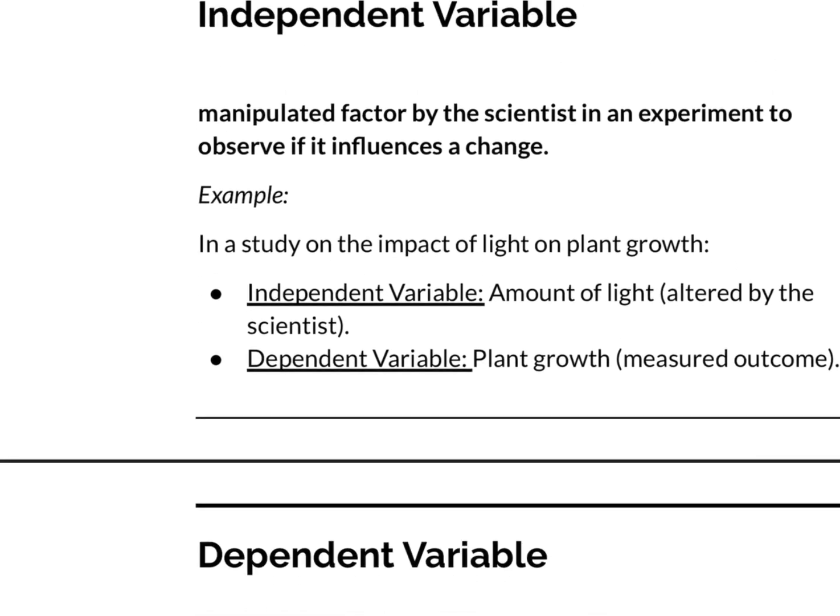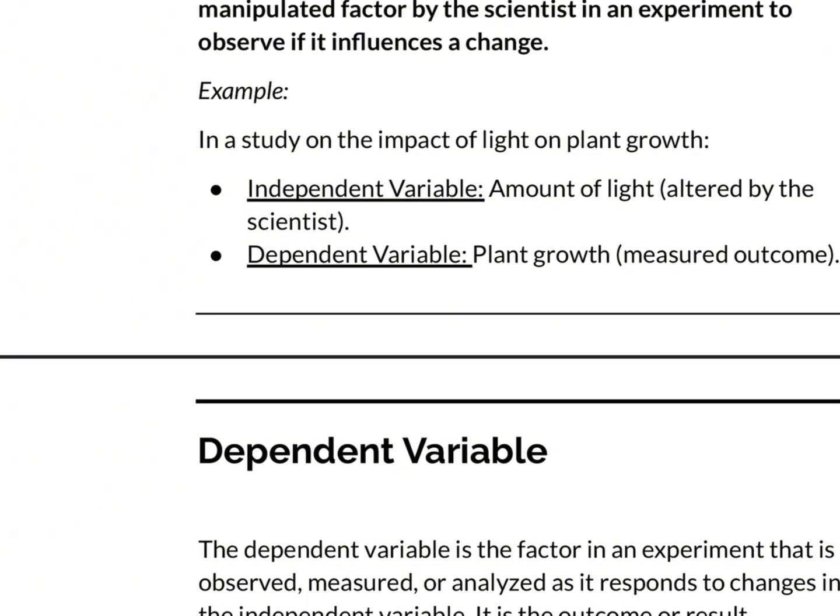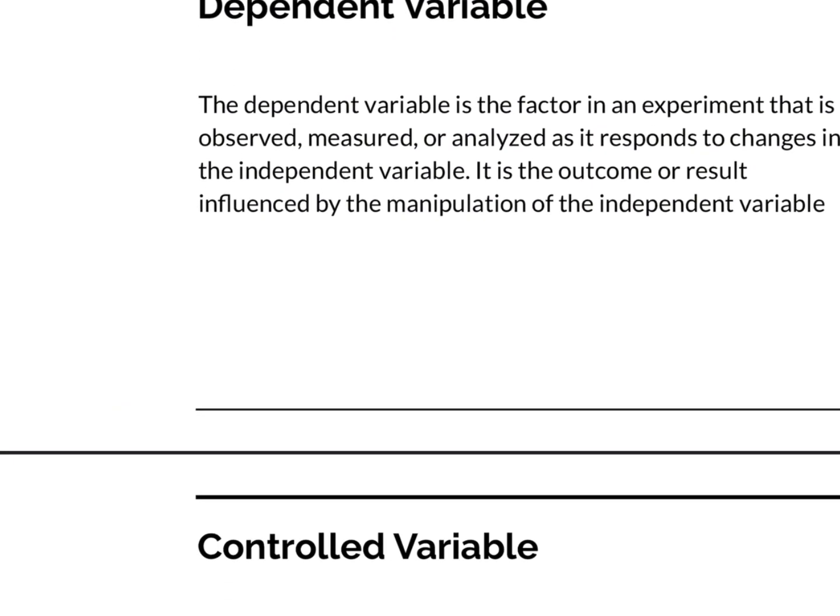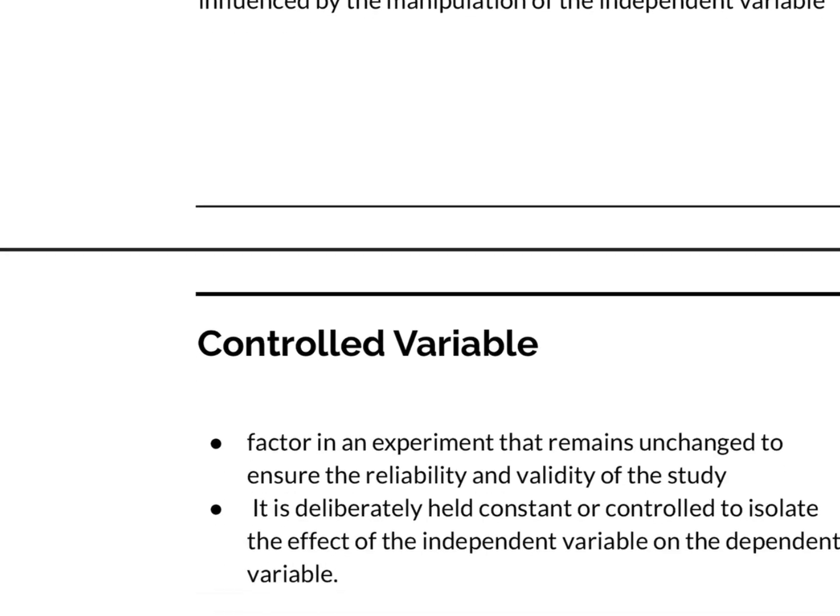Independent variables: the manipulated factor by scientists in an experiment to observe if it influences a change. For example, in a study on the impact of light on plant growth, the independent variable is the amount of light, altered by the scientist. The dependent variable is plant growth, the measured outcome. The dependent variable is a factor in an experiment that is observed, measured, or analyzed as it responds to changes in the independent variable. It is the outcome or result influenced by manipulation of the independent variable.